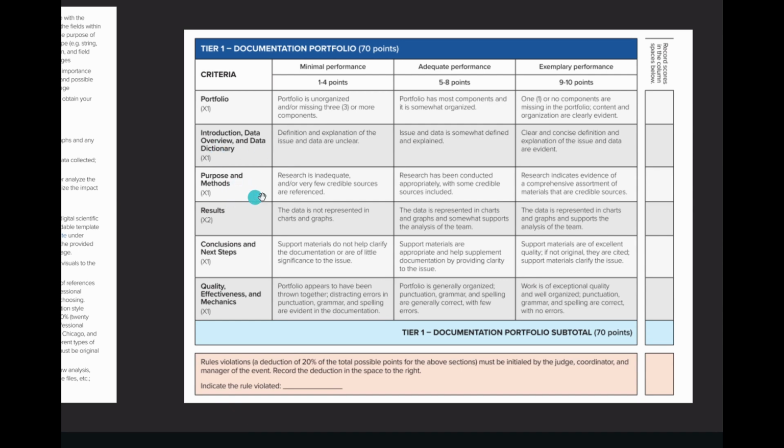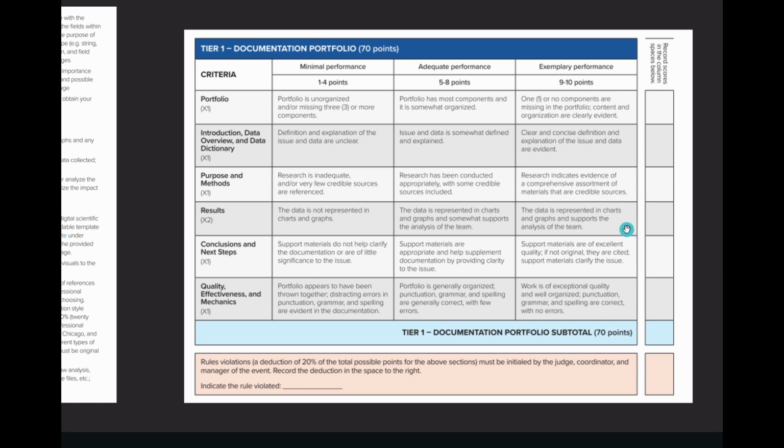Purpose and methods. This section, you might not get all the points for it. This is just going over obviously your purpose and your methods. That's pretty redundant, but it's just going over everything, like what you're going to do and why you're doing it. You should be able to get 9 or 10 points on this in the exemplary performance, as long as you are concise with what you're saying and it makes sense and it's relevant to the study.